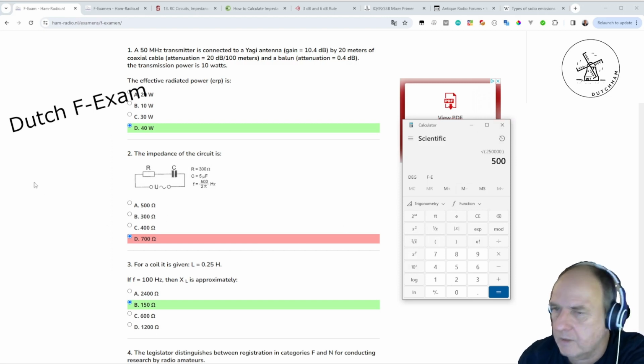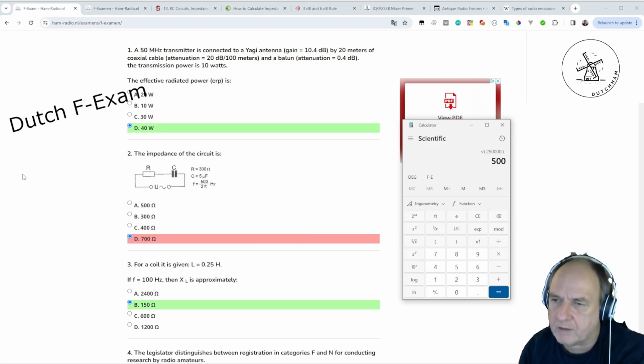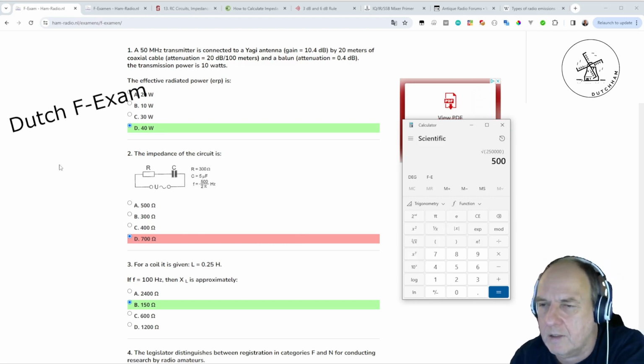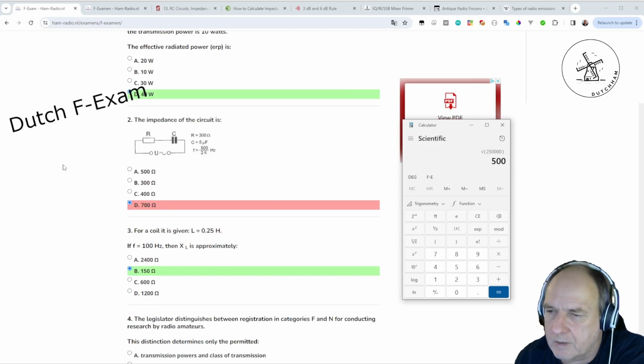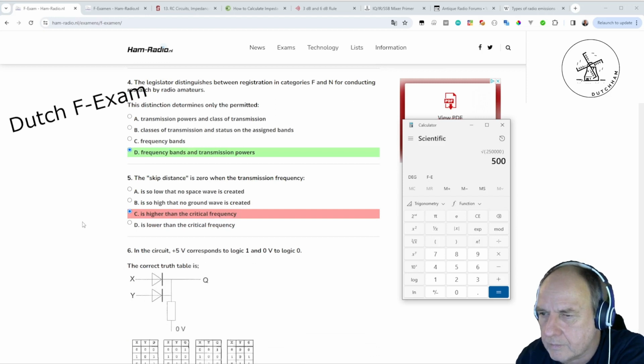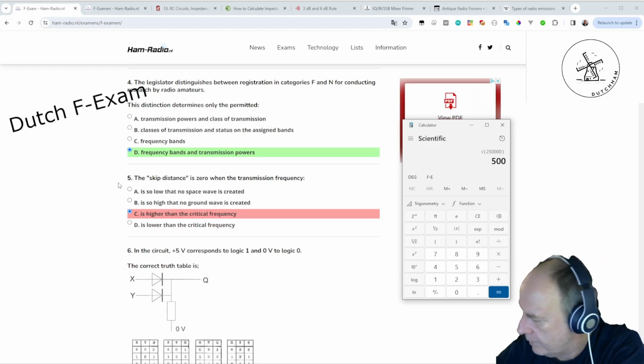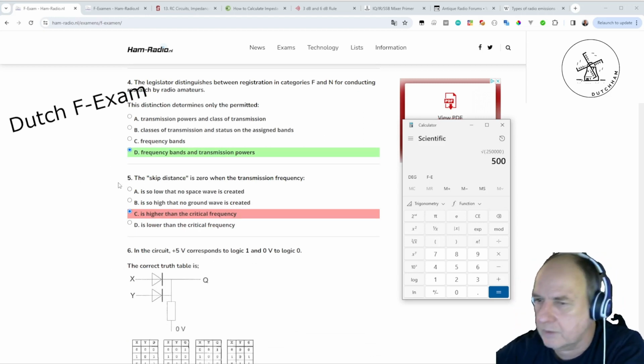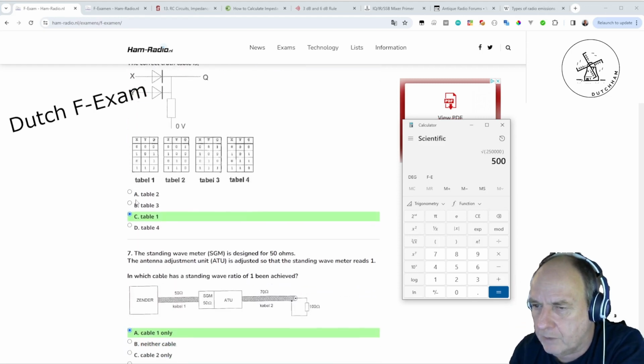This I said in a different exam. They just counted them up, and they didn't pay attention to the angle between the resistor and the capacitance. Okay, that one was correct. The skip distance is 0. So let me turn the questions. So 2 questions wrong. That one I had correct.